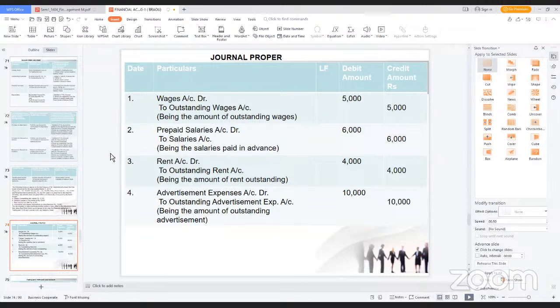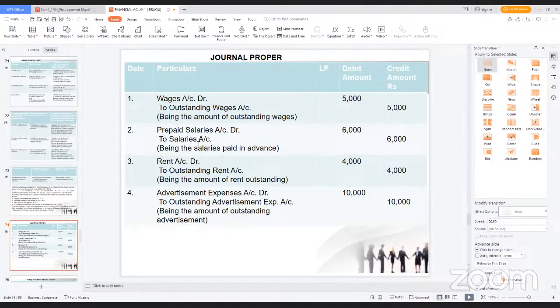And salaries are prepaid, means they have paid in advance. Prepaid salaries account debit to salaries. And rent is also outstanding. Rent account debit to outstanding rent account. Advertisement is outstanding and the posting was not made at all. Means still you have to pay the advertisement expenses.